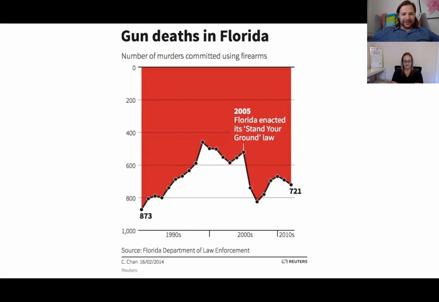So it looks like between 2005 and let's say 2006 or 7, the number of murders almost doubled from 450 or 460 up to over 800. So that's kind of fun. Where'd you get this from? It was in a news article.